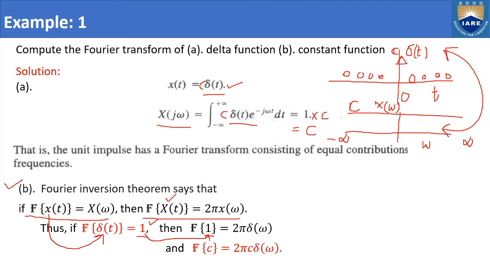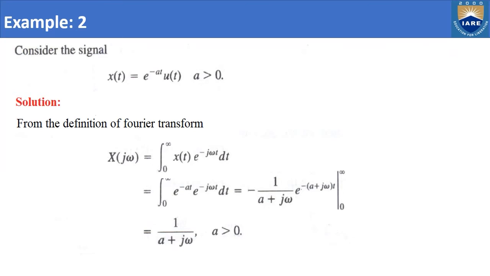And if I take a general constant c, then the Fourier transform of constant c is 2 pi times c into delta omega. That means 2 pi c times delta, where the amplitude of the impulse is c. So this is what you have for the delta function and the constant function. Now let us move to the next example. Here an exponentially decaying signal is given. So how does it look?